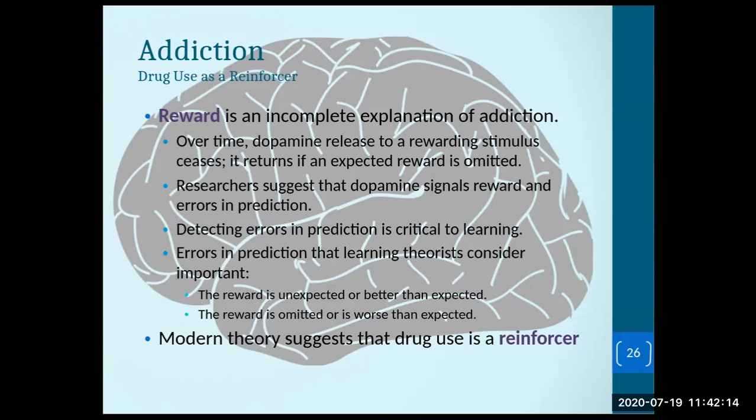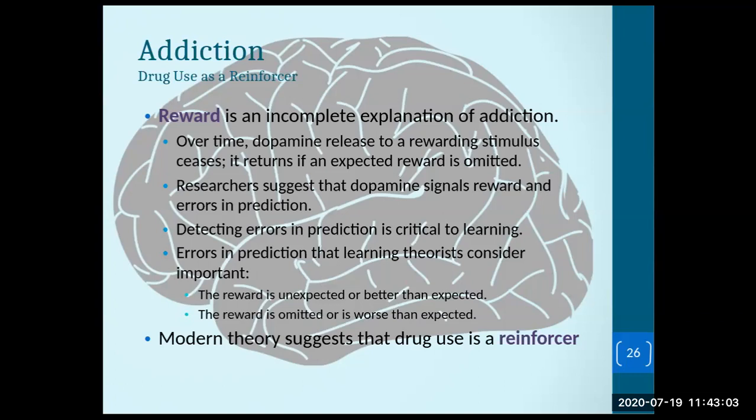But what we actually find, looking at research over time with drug users, is that dopamine release to the rewarding stimulus slows down again and returns almost to normal, because when you're addicted, this is part of your normal functioning. Once you become addicted, it's like your body is just used to the new amount of this drug. It's like you need it to keep going. But if an expected reward is omitted, which causes withdrawal, then we get that spike in dopamine. And this is just a natural thing that dopamine does. It seems to detect errors in prediction, which is critical to the learning process.